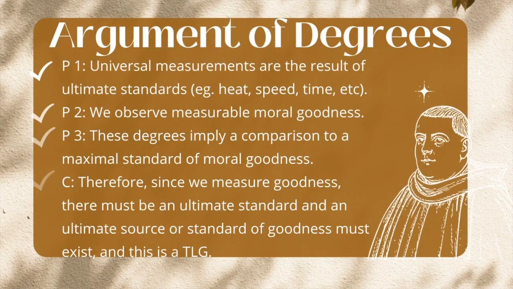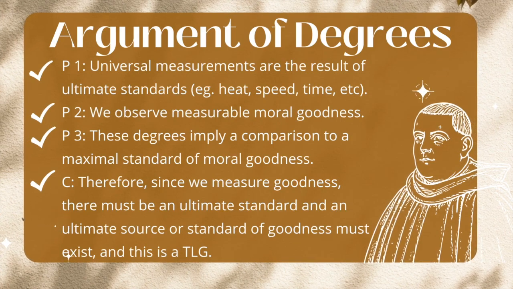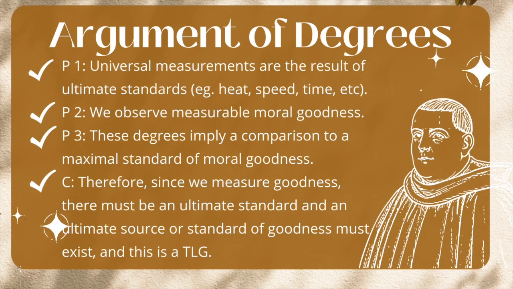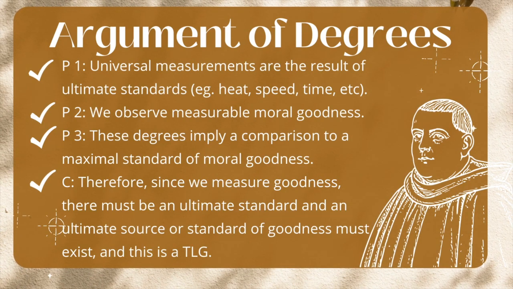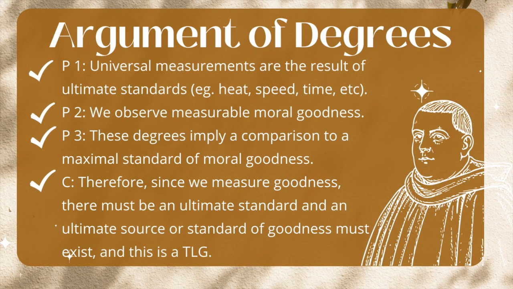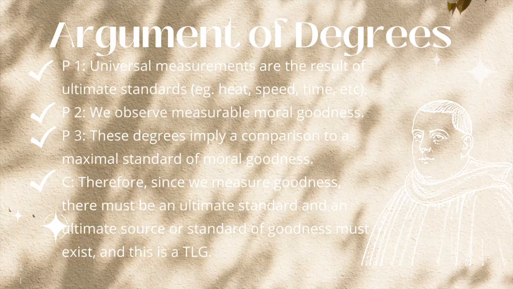Thomas Aquinas' argument of degrees breaks down like this. Premise 1. Universal measurements are the result of ultimate standards, be it a measurement of heat or speed. Premise 2. We observe measurable moral goodness. Premise 3. These degrees imply a comparison to a maximal standard of moral goodness. Therefore, since we measure goodness, there must be an ultimate standard by which we measure that goodness, and an ultimate source and standard of goodness must exist. This would be a transcendent lawgiver.